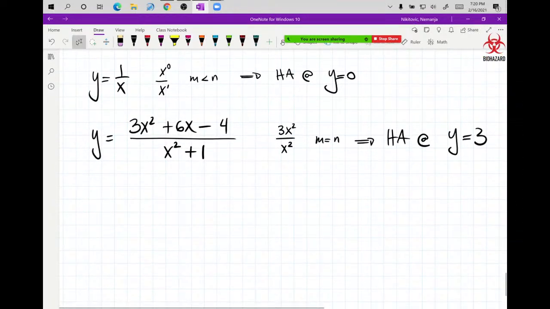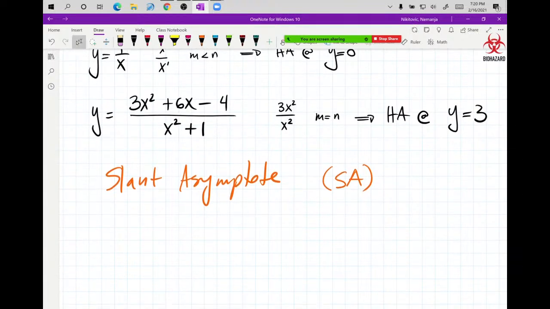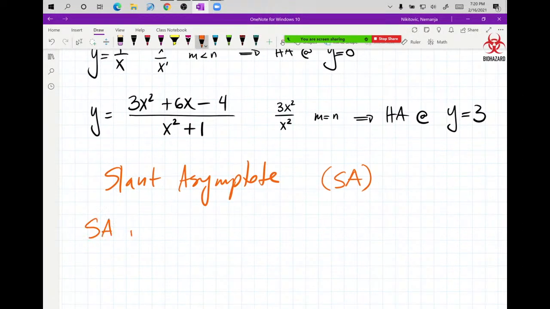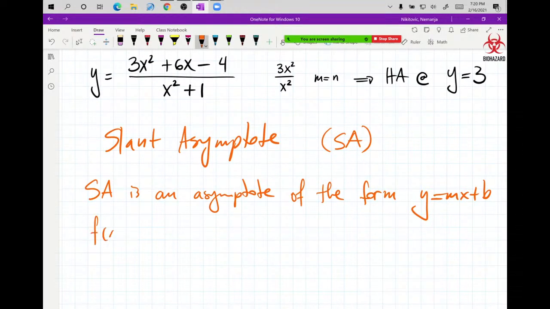So, slant asymptote. It was SA, m equals n plus 1, right? I'm going to write it again. Slant asymptote is an asymptote of the form y equals mx plus b. f of x has to follow it at positive and negative infinity. That means locally it can be crossed, but I don't think you have a single example in pre-calc. In calculus you are going to run into it, but I don't think in pre-calc you have any examples of that.